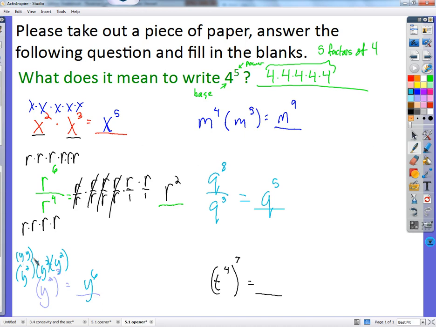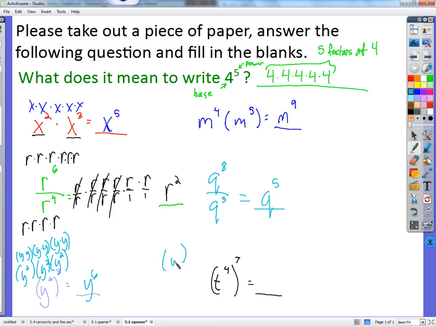That's one group. There's another one. There's another one. There's three groups, three parentheses that I've written here because there's a power of three. And in each of those parentheses is two factors of y, for a total number of factors of six. Six factors.